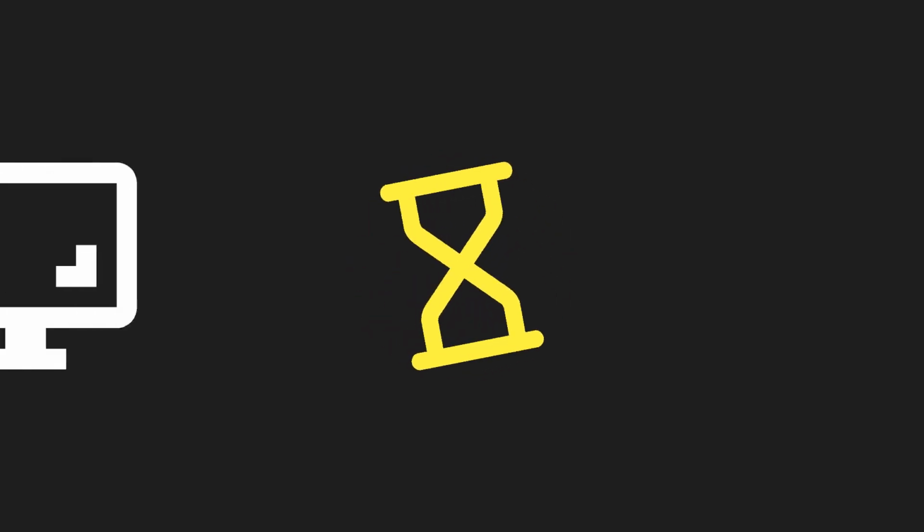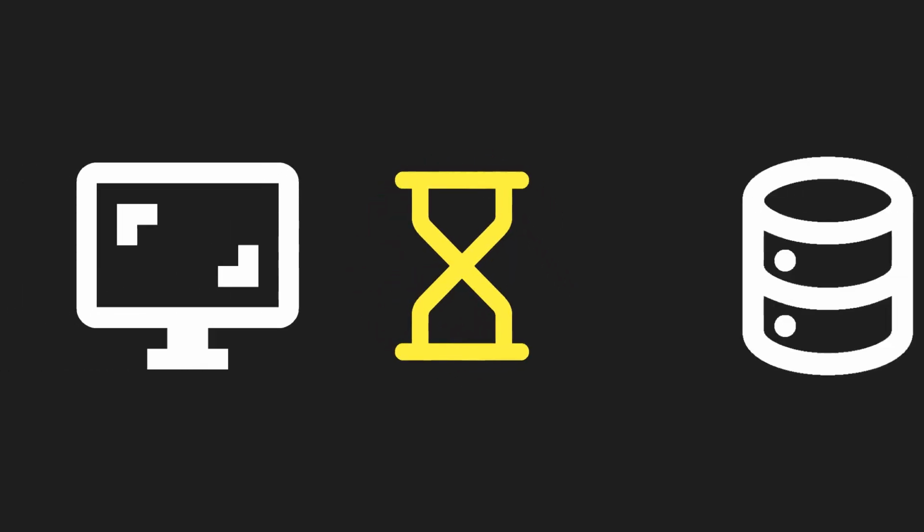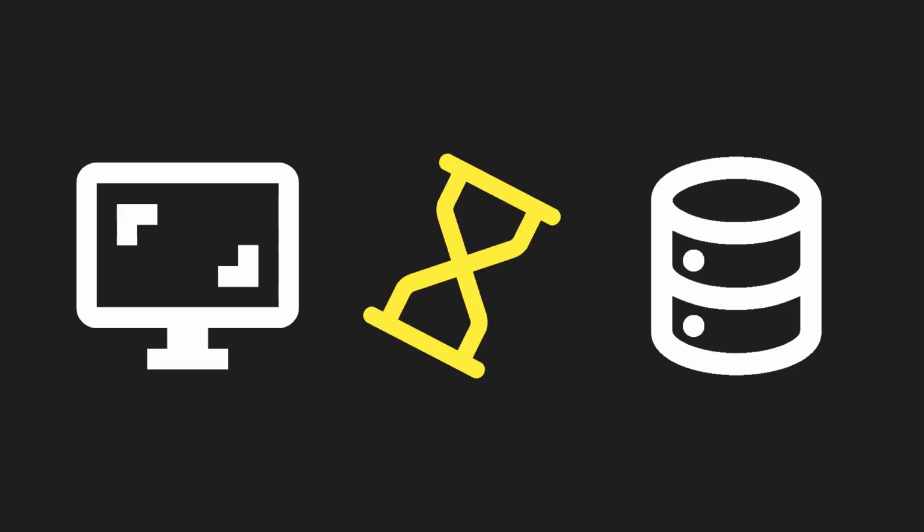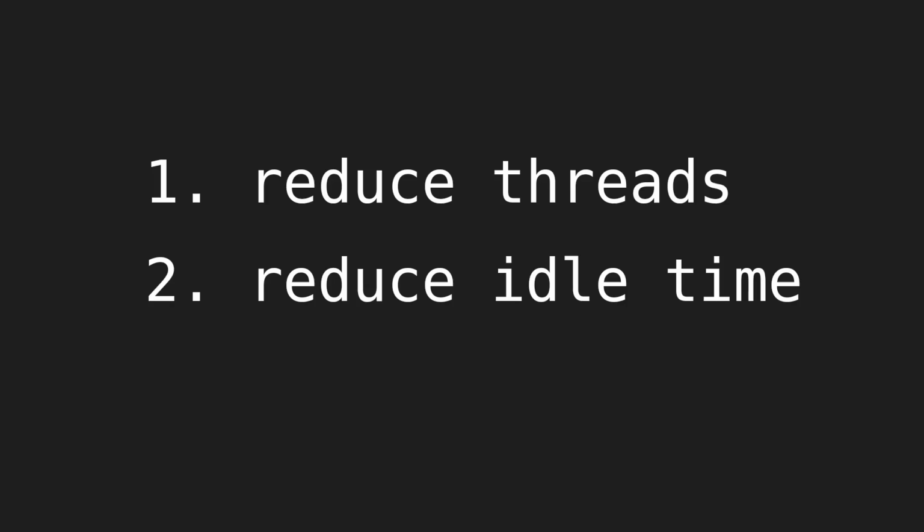Each thread spends most of its time waiting to send and receive data with the client, or waiting to send and receive data with the database or some other service. And these are the pain points that async servers are tackling: reducing the amount of threads and reducing the amount of idle time in threads.